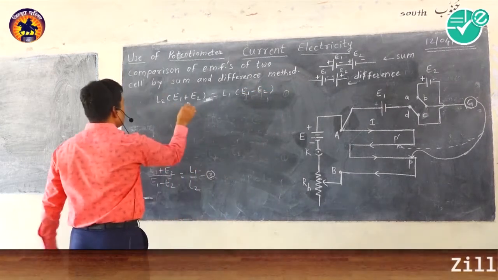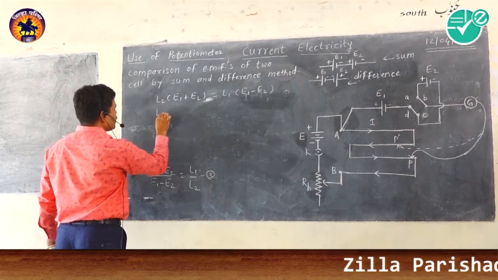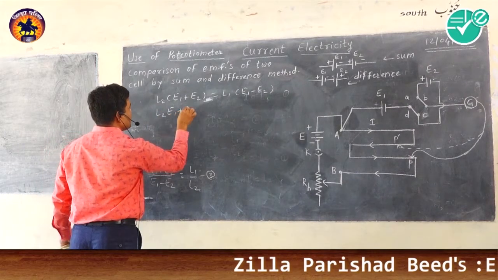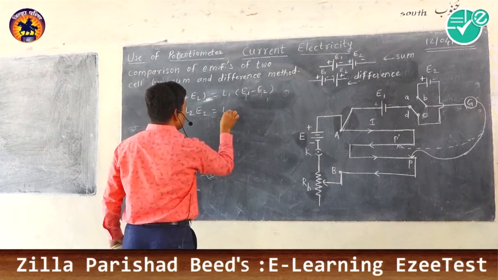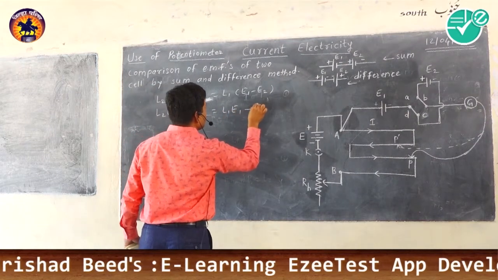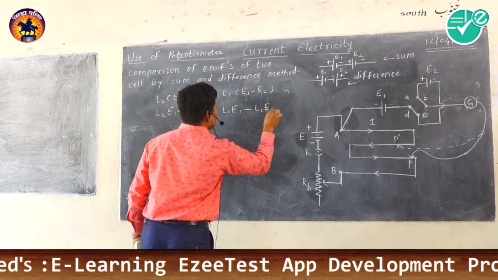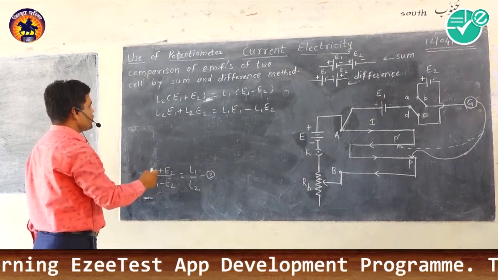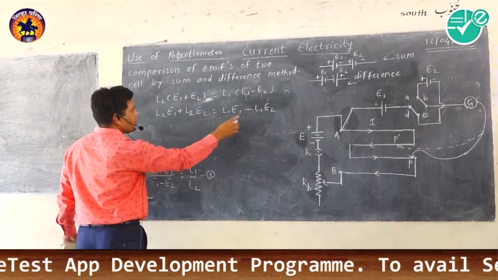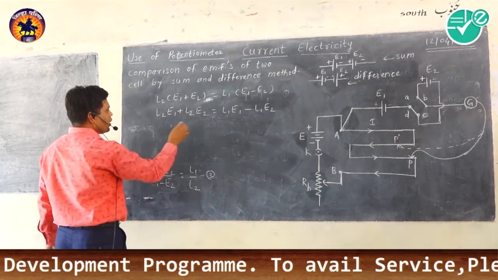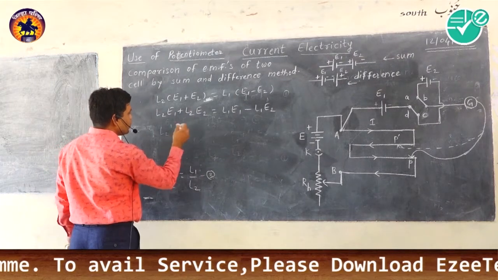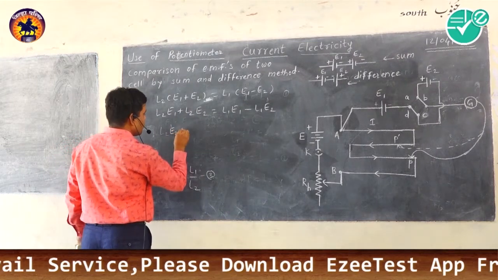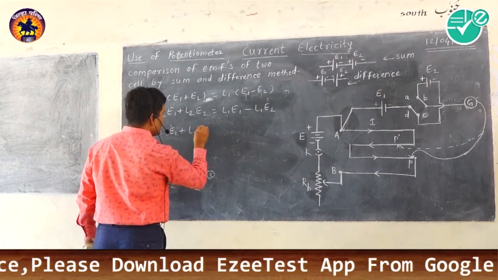Now do the bracket multiplication. L2 E1 plus L2 E2 is equal to L1 E1 minus L1 E2. Now just rearrange these terms. Here, take this minus L1 E2 to the left hand side. We have here L2 E2 plus L1 E2.